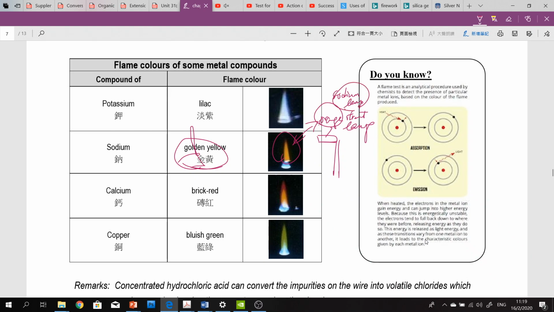And if you are going to look for potassium, we call that a lilac flame, a light purple flame.